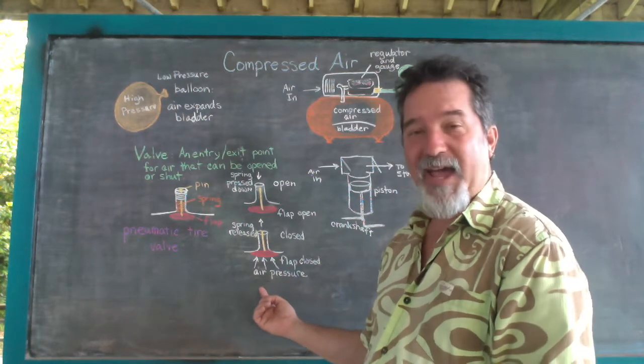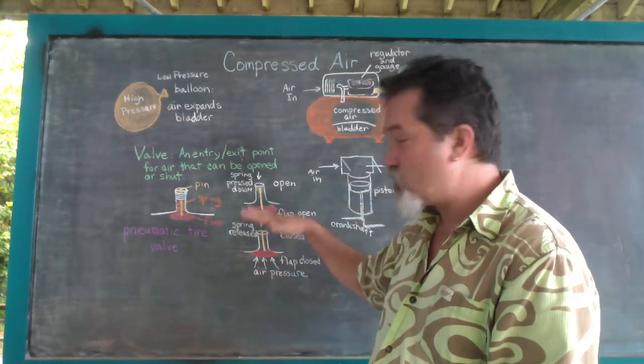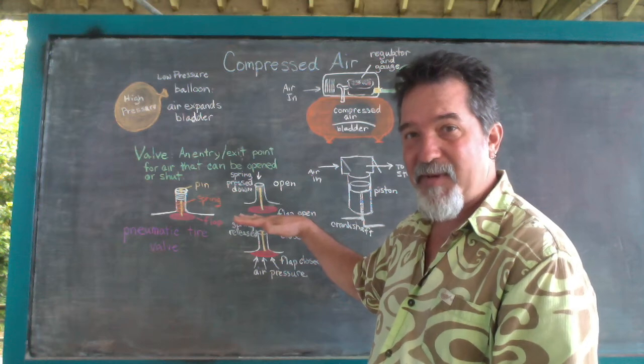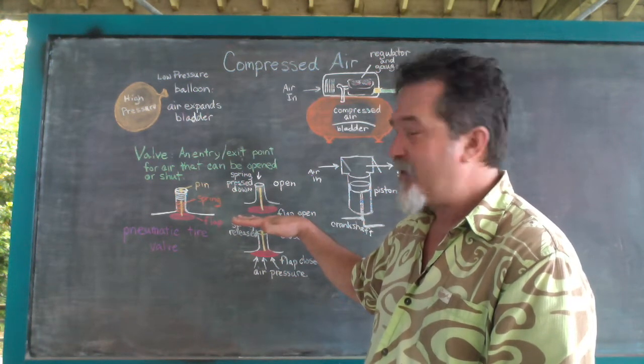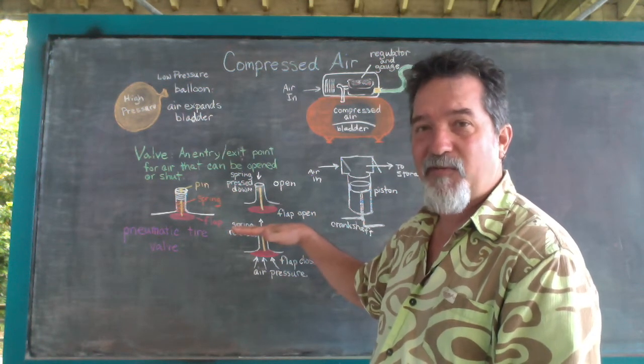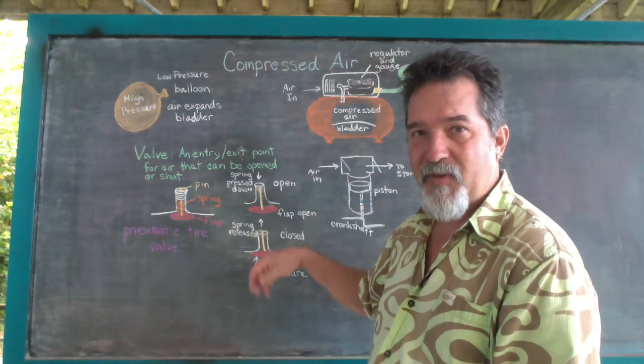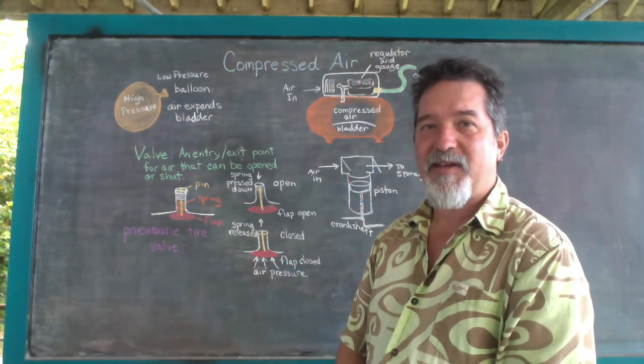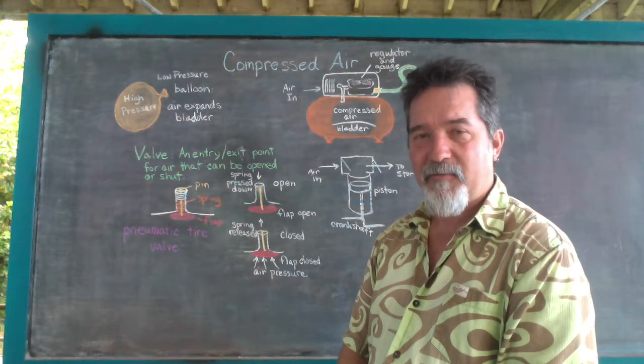The flap will also have now the air pressure pushing against it, and because the flap is bigger than the opening, that flap is able to prevent any further air from escaping. So of course, this is how a basic valve works in a tire.